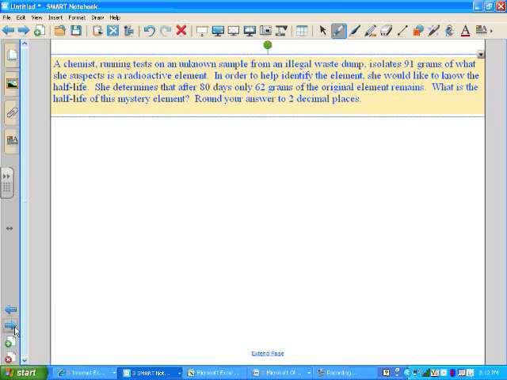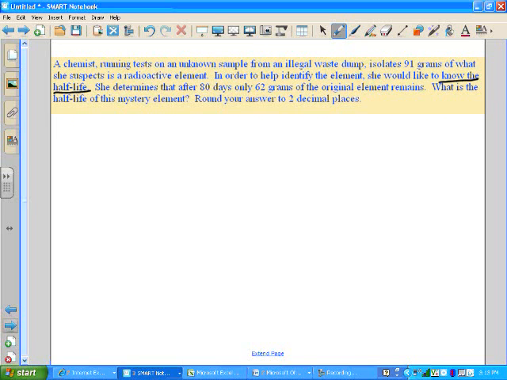Okay, so there's the big deal. That's what we want to figure out. We want to figure out what is the half-life. The half-life is how long does it take for half of a substance to decay or to go away. Now, she determines after 80 days, only 62 grams of the original element remains. So notice here, if we go from 91 to 62, that's not even half of it. So the half-life should be more than 80 days.